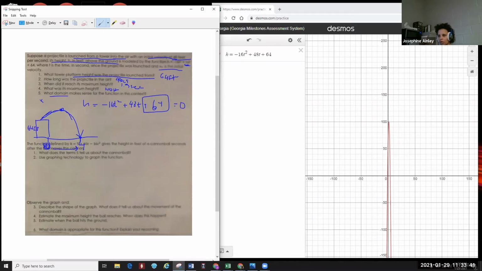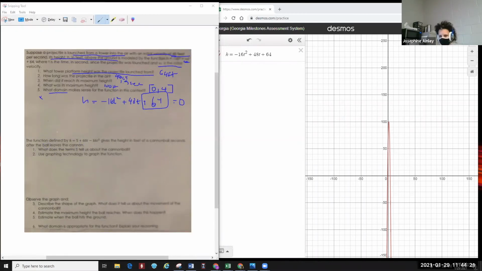So write in your domain. You do a closed interval, because it includes 0 and it goes up to 4 seconds. Closed interval because it includes those numbers. So you can see word problems are really simple. You can just put it in the calculator and use the calculator to solve your problems.